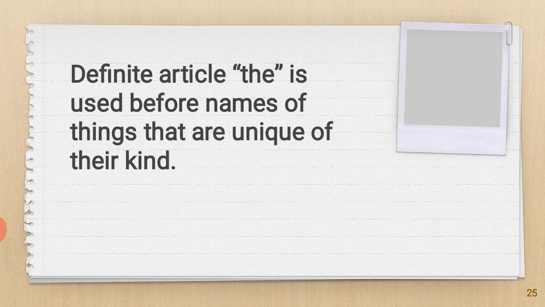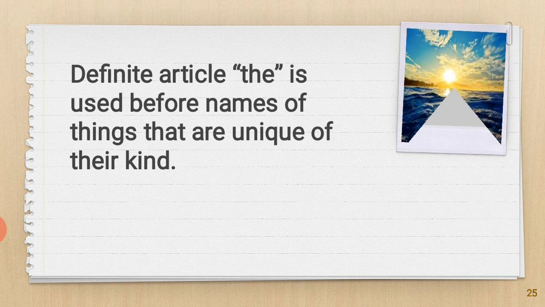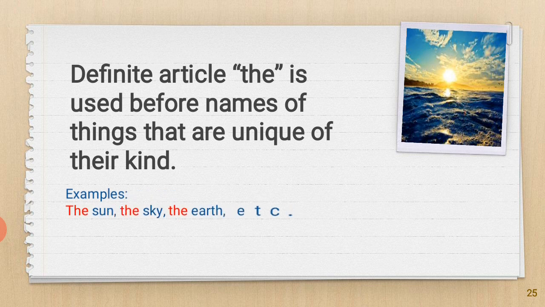Definite article the is used before names of things that are unique of their kind. If you see this picture, what is so unique in this picture? The sun, the sky, the river, the sea. These are the things that are unique of their kind. The sun, the sky, the earth, etc.